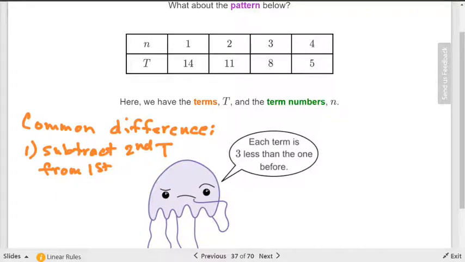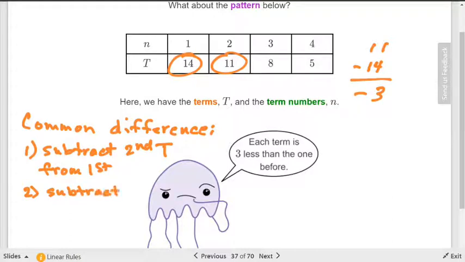So here's our first one, 14. Our second one is 11. So, 11 minus 14. What's that going to give me? Minus 3, sorry. Minus 3. So make sure you're doing them in order because it's important to know, are you going up, which is a plus, or you're going down, which is a minus.